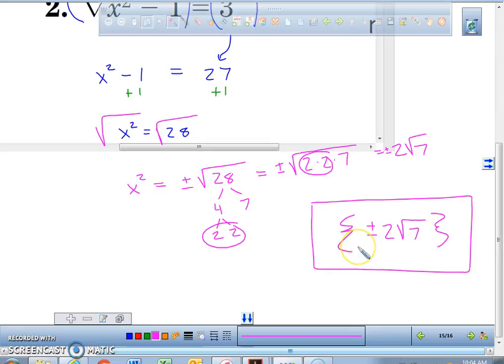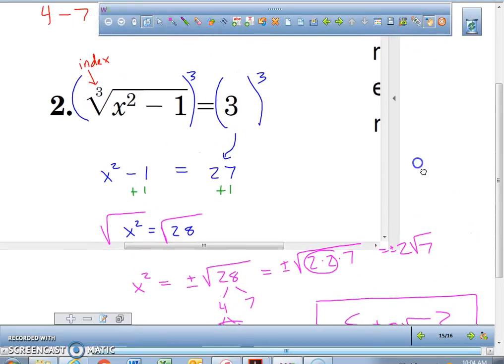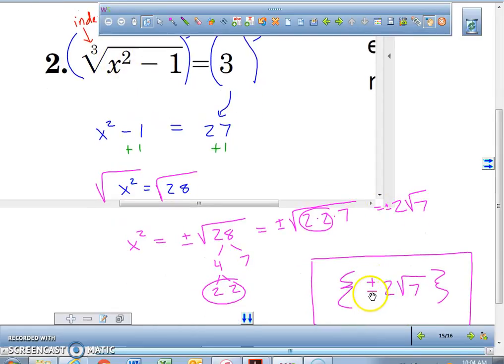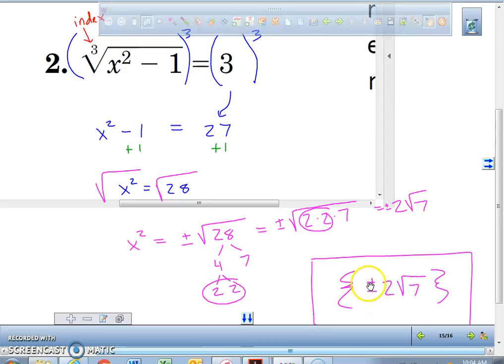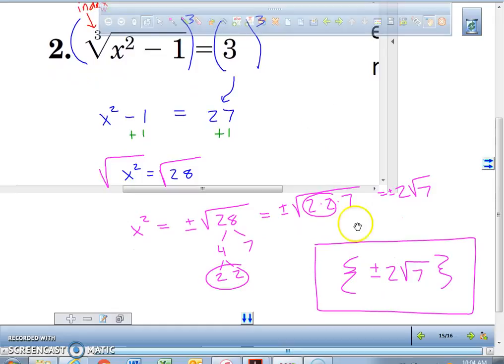When you guys are doing radical equations, you need to take your answers and plug them back into the equation to see if they work. If they work, they're an answer, they're a solution. If they don't work, that's what's called an extraneous solution. Both of these will work when you plug them in, because it says x squared. So what's going to happen to this negative 2 radical 7? It's going to become a positive. Okay? So your final answer for number 2 is plus or minus 2 radical 7.